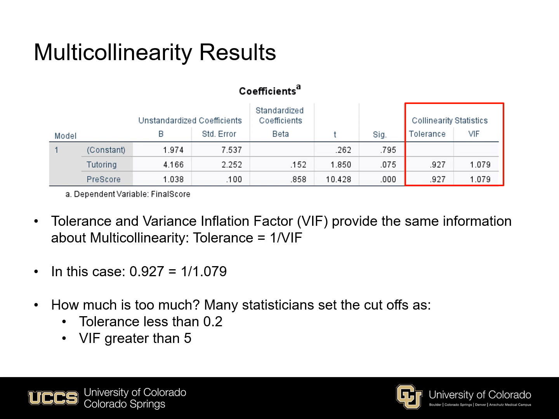So how much is too much when it comes to multicollinearity? Many statisticians believe that you have too much multicollinearity, your independent variables are too highly correlated, if your tolerance is less than 0.2, or if your variance inflation factor is greater than 5. So in this case, we would conclude using these cutoffs that we do not have a multicollinearity problem where tutoring and pre-score are too highly correlated to be in the same model.